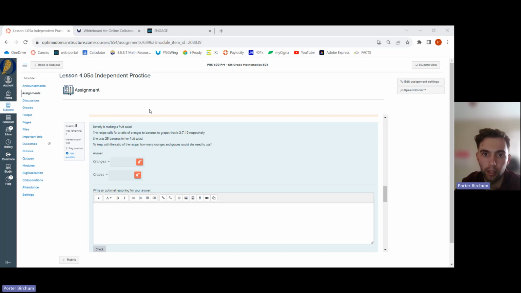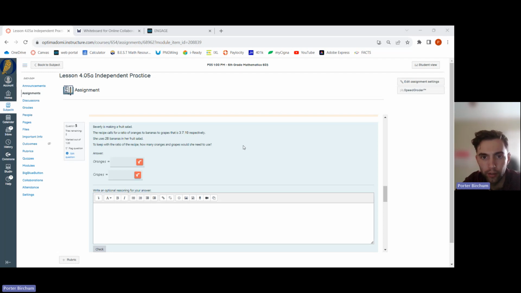What do I multiply? What do I do to 7 to get it to be 28? 7 times what is 28? 7 times 4 is 28. We found a common multiplier. So if I multiply the other small numbers, 3 and 10, by 4, I think that will give me how many oranges and grapes I will need to use.